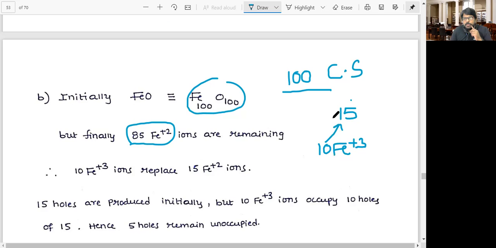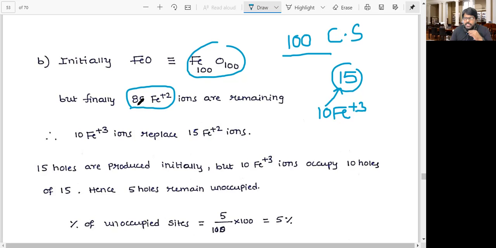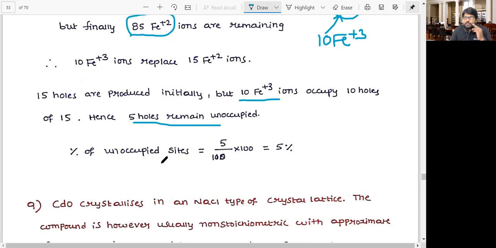Actually, how many sites were produced? 15. How many are occupied? 10. How many sites remained vacant? 5. We got the answer. So 15 holes are produced initially because there are 85 Fe+2 ions out of 100. But 10 Fe+3 ions occupy 10 holes out of 15. So 5 holes remain unoccupied. But he is asking the percentage of unoccupied sites. How many? 5 out of 100. So that is 5%.